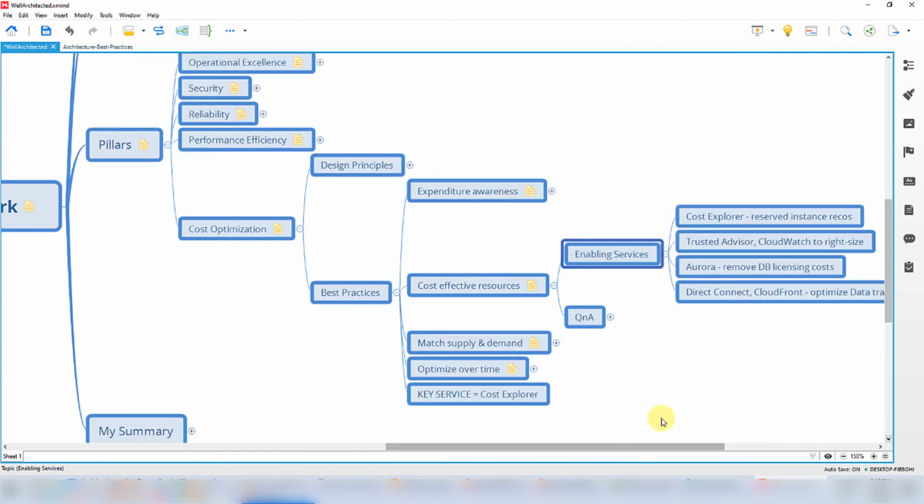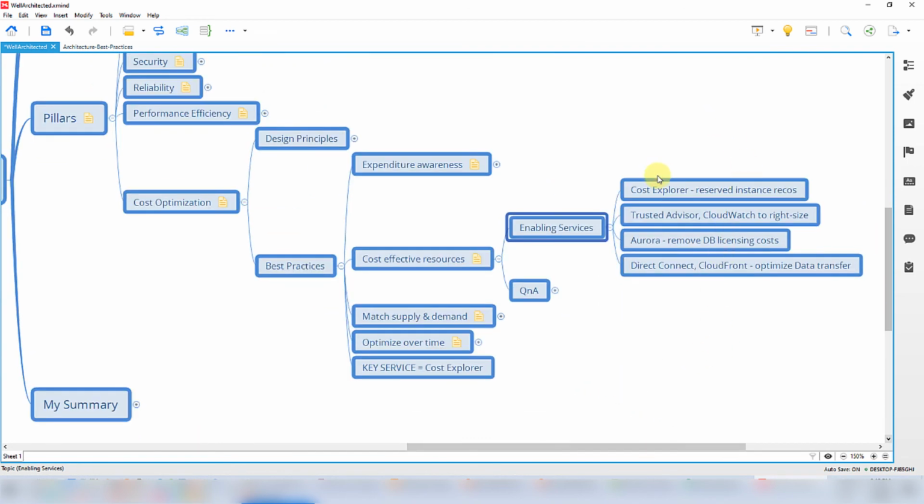Cost-effective resources. The key enabling services are Cost Explorer, which provides reserved instance recommendations, Trusted Advisor and CloudWatch that help with right sizing. Aurora helps you remove database licensing costs. Direct Connect and CloudFront optimize data transfer costs.